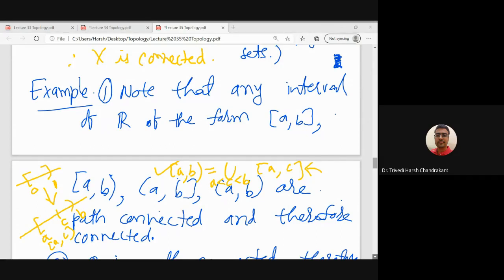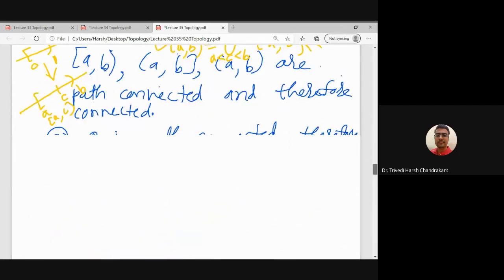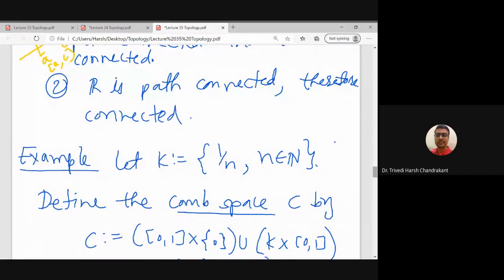So by assuming that closed intervals are connected, we can prove that all other types of intervals are connected subsets of R. And similarly we can prove that R is connected, because every interval is connected, and the same way we can prove here that R is also connected because R is path connected. Why?